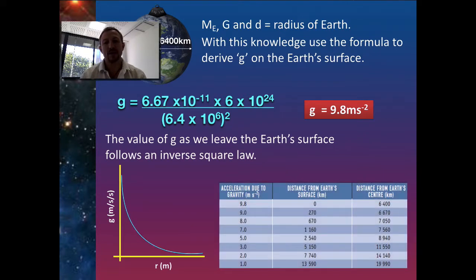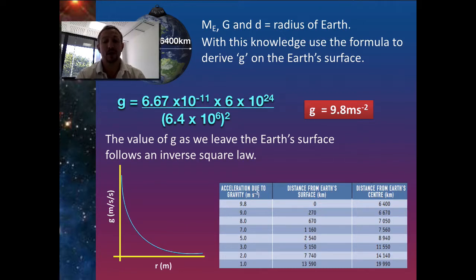Now, if we were to look at a variety of different situations from Earth's center, we can work out the size of the forces which are generated. So this table shows that. You can see in the middle column that if we were a distance 0 from the Earth's surface, we've got an acceleration of gravity of 9.81. Notice that our distance from the center is 6,400 kilometers.